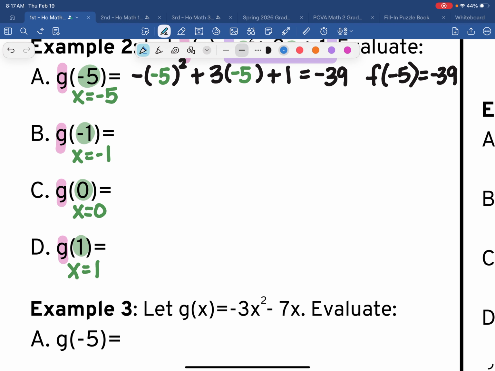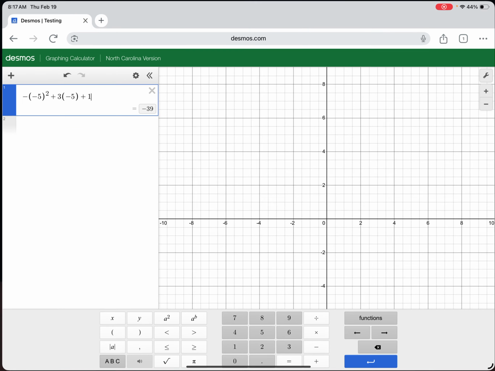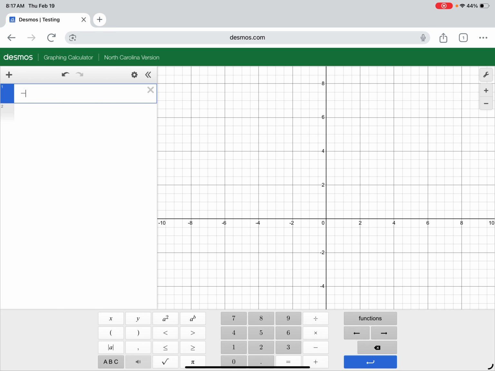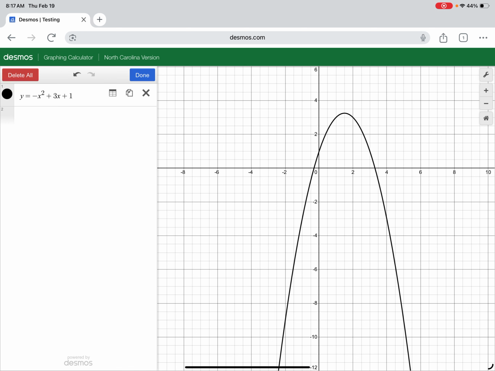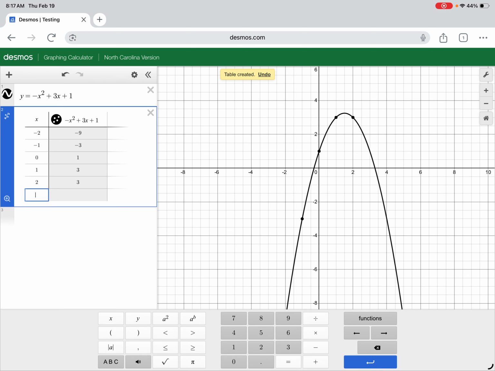So again, this number is my output. If I input negative 5, I get out negative 39. And if I put in the original, so negative x squared, and I'm going to put y equals, or you can put g of x, it's up to you. I'm going to put plus 3x plus 1. So I get this graph. I'm going to make it into a table, and we were inserting 5. And for this one, it says that 5 is negative 9.